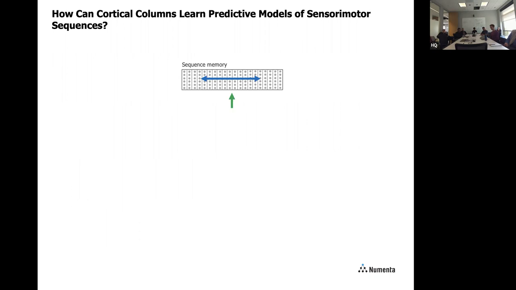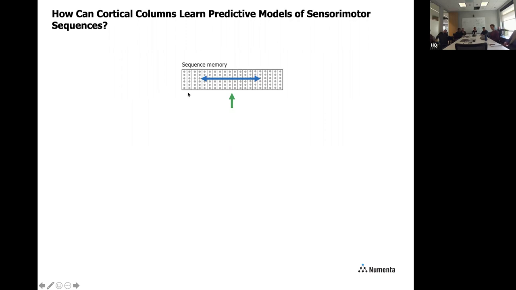The idea there is you have a whole bunch of pyramidal neurons laid out in mini columns. Just to be clear, these are not cortical columns here. This is one layer of cells in one cortical column. We call them cortical columns.